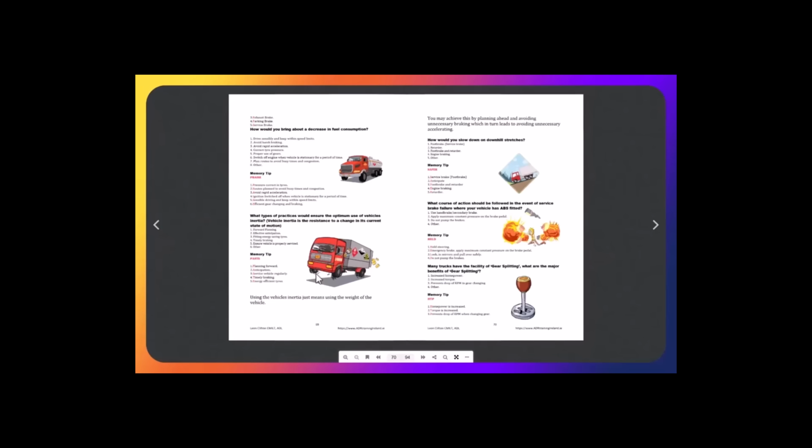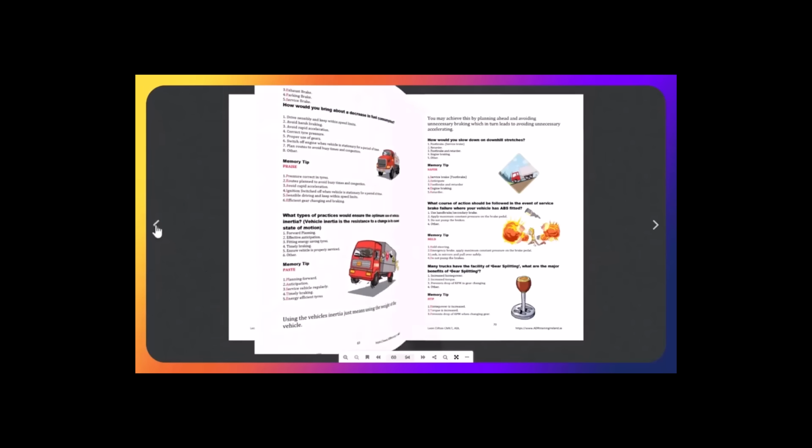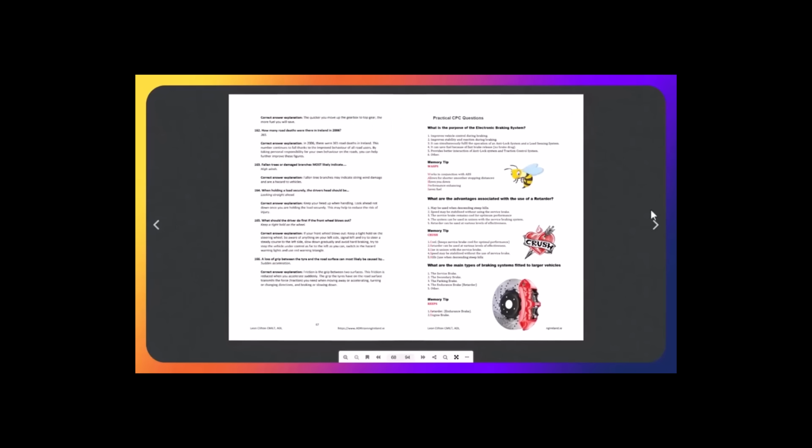So forward planning, anticipation, looking ahead, gentle braking, gentle acceleration, timely braking, fit energy saving tyres, and ensure the vehicle is serviced regularly. If you're having trouble with that one, you can remember PACE. Planning forward, anticipation, service vehicle regularly, timely braking, energy efficient tyres. Now, like I said, I don't expect you to remember the mnemonic for all of them, just the ones you might have trouble with. Like that one there, a lot of people have trouble with, and the electronic braking system.